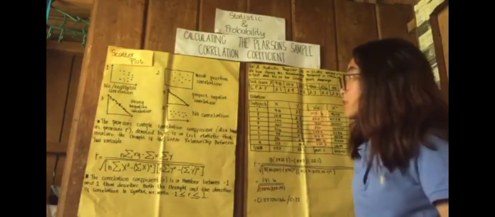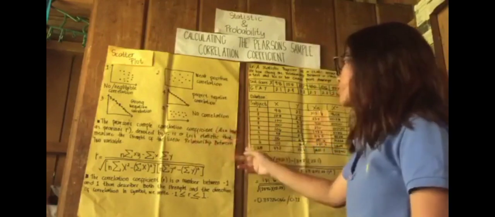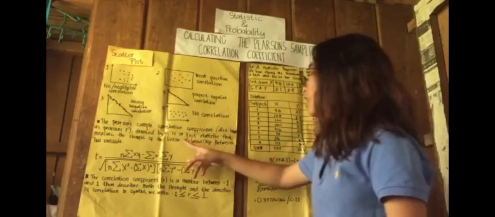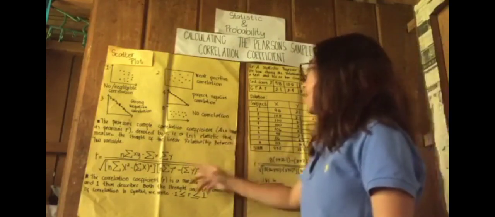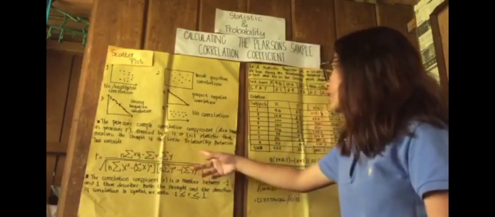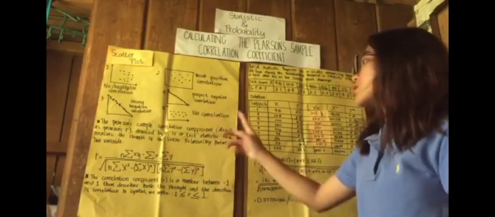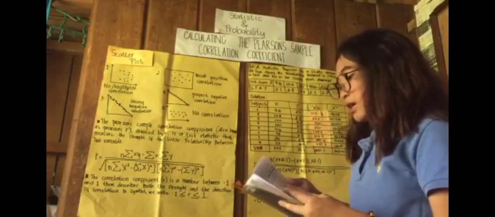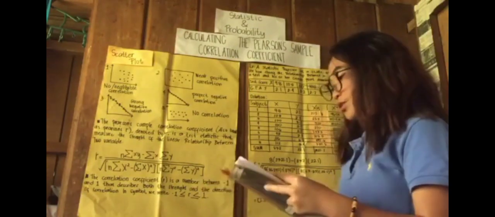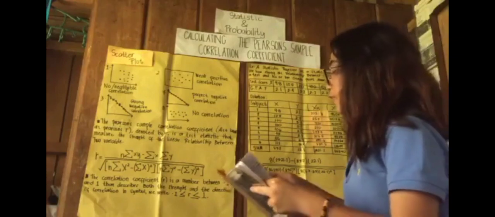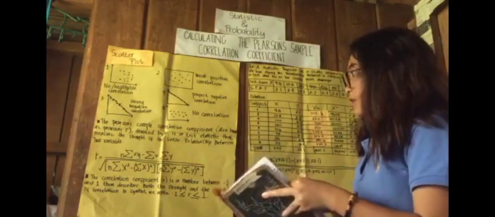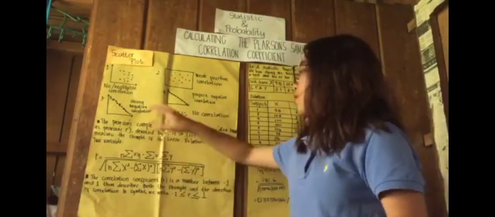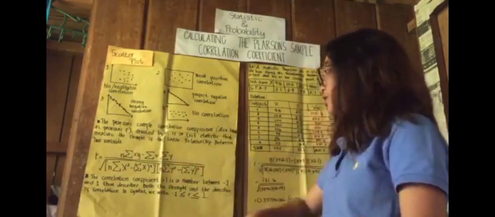The Pearson sample correlation coefficient, also known as Pearson r, denoted by r, is a test statistic that measures the strength of the linear relationship between two variables. To find r, the following formula is used.